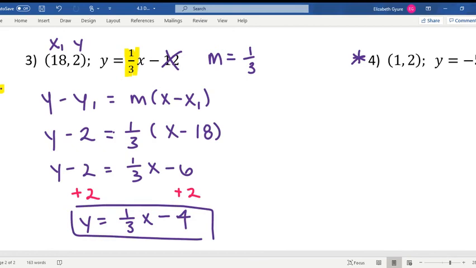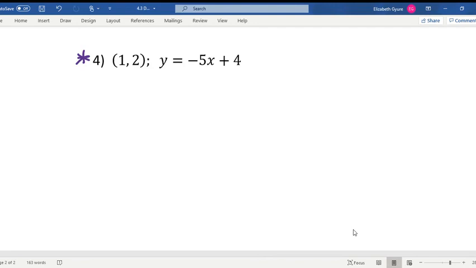All right, I want you guys to try out number 4. Here's your x1, your y1, and then your slope is negative 5. Jaden, help me with the left side of my equation. What should I write on the left side? Yeah, y minus 2 equals, then Dallas, what should I put now?